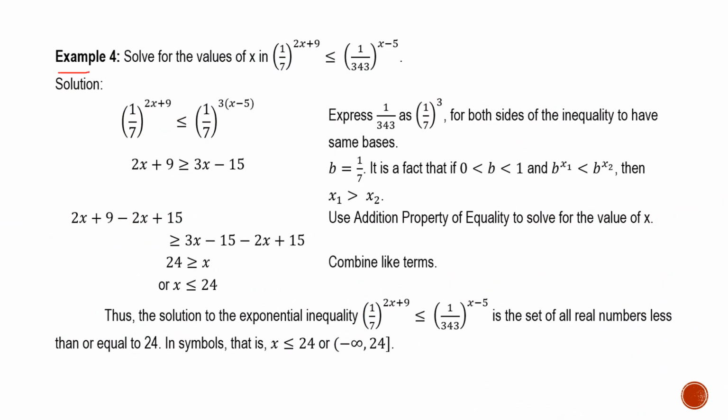So for example number 4, solve for the values of x in 1 over 7 raised to 2x plus 9 less than or equal to 1 over 343 raised to x minus 5.